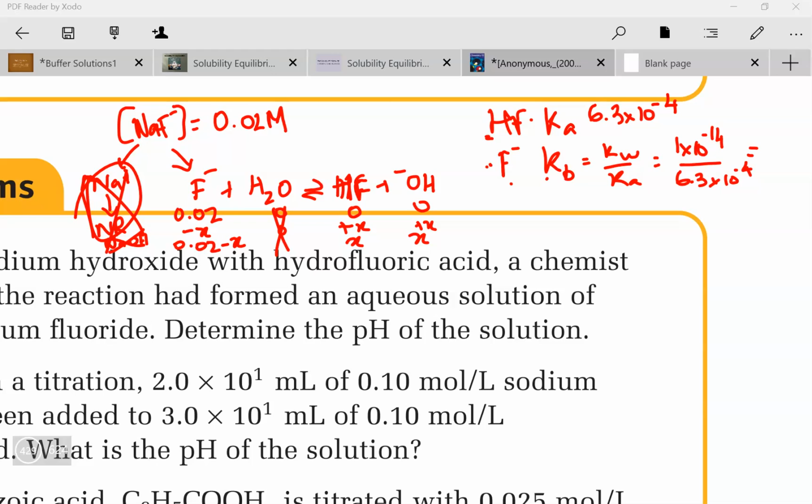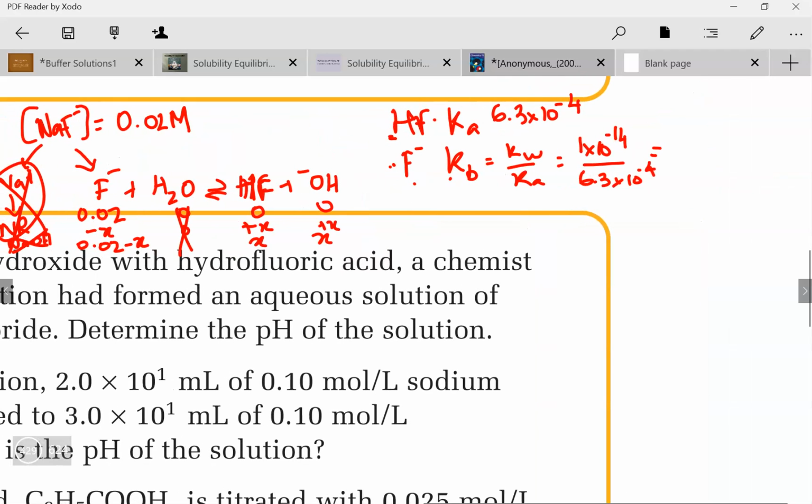And now that I've grabbed my calculator, we can continue. So the Kb was found to be 1.587 times 10 to the power of negative 11. And now we do two things. We first do 0.02 divided by this Kb, 1.5 times 10 to the power of negative 11. Big number, greater than 500, justified. And then, since we canceled out this negative x, this becomes a very easy calculation.